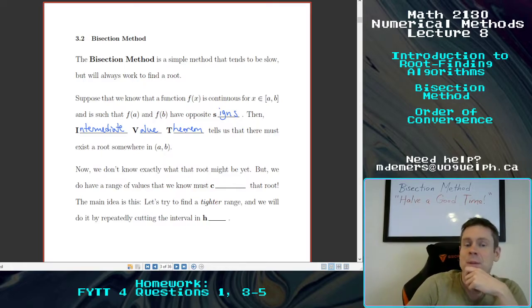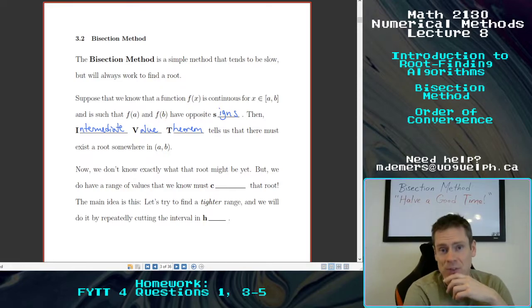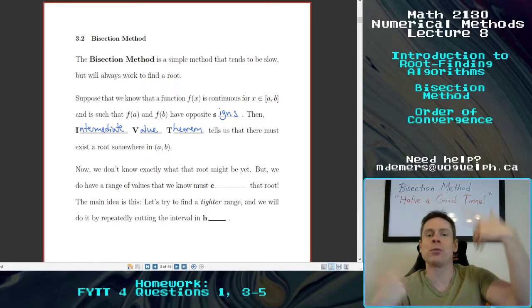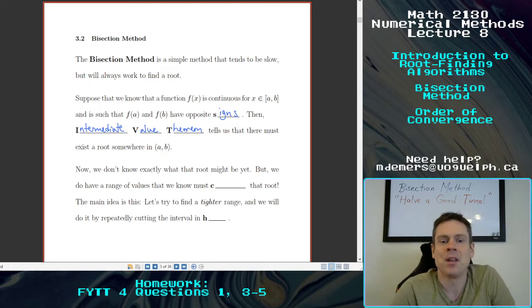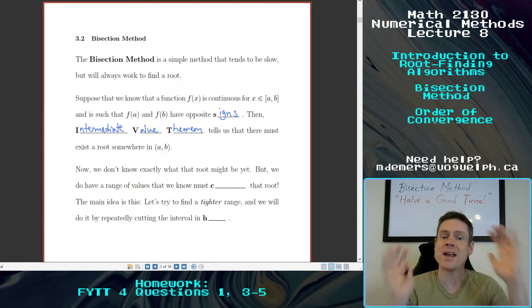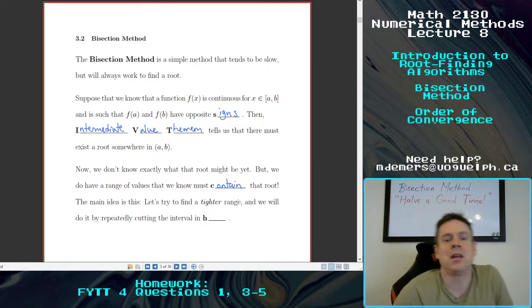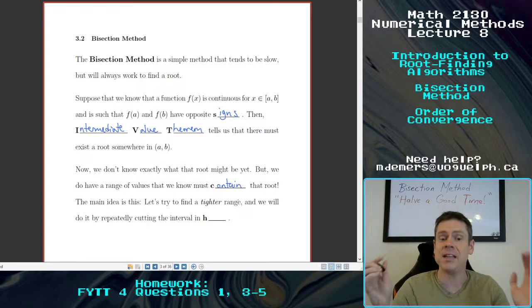Okay, we might not know exactly what that root might be. And in first year, we stopped. You know, you would say, okay, I know that a root's got to exist there. We're good. But we can actually do better. What we have at this point is a range of values that we know must contain that root. The main idea is, let's try to find a tighter range. And what we're going to do is repeatedly cut that interval in half.